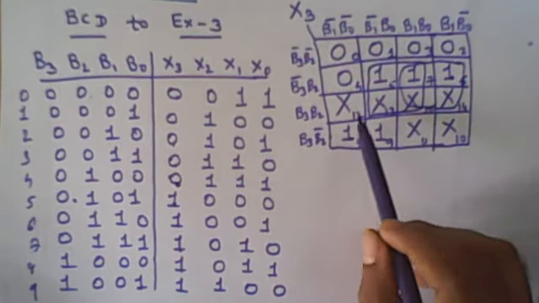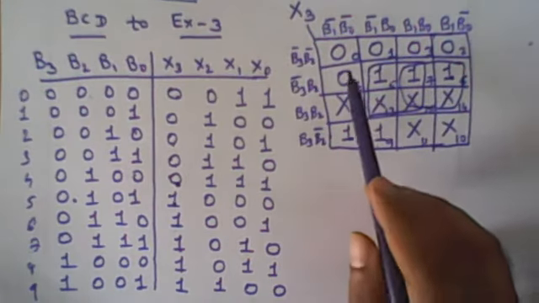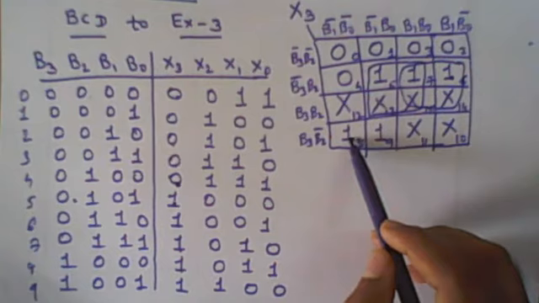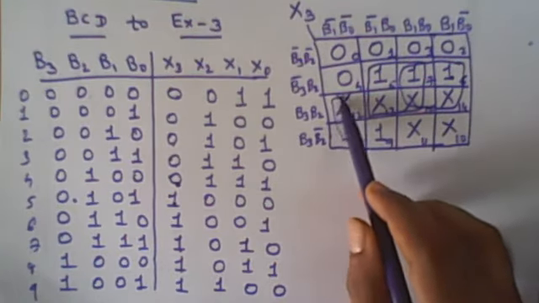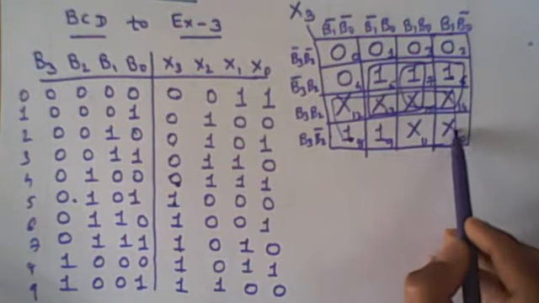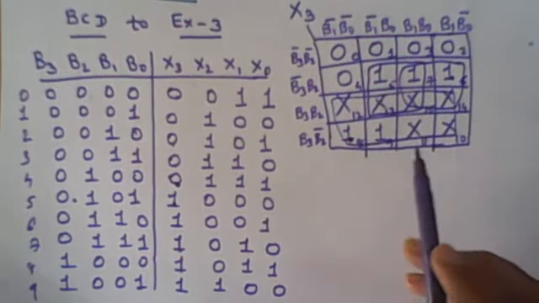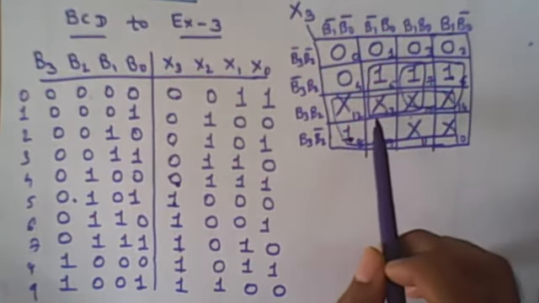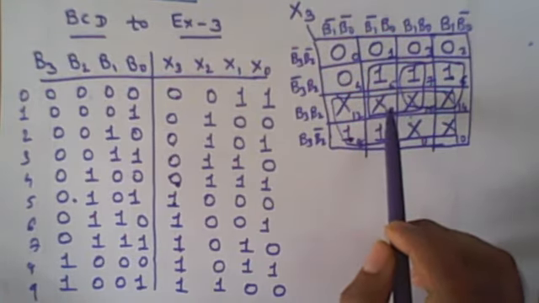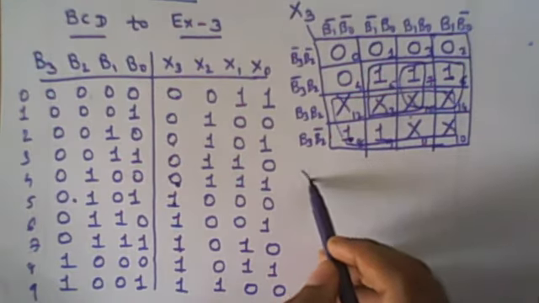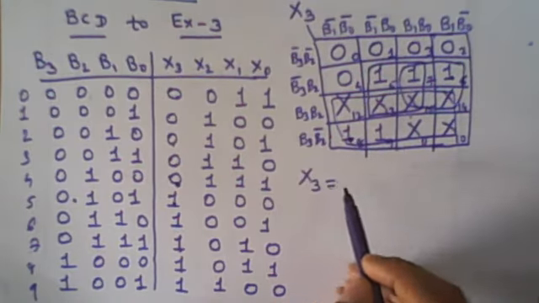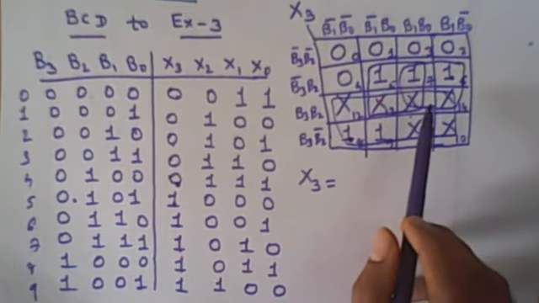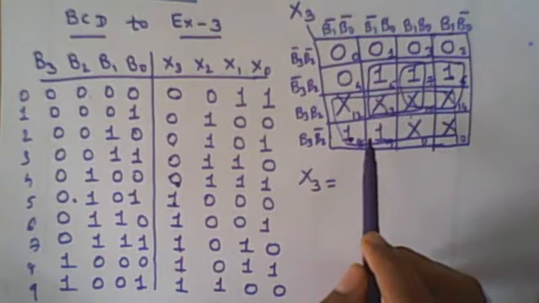For this one, is a group of 16 possible? No. Is a group of 8 possible? Yes, a group of 8 is possible. This is the group of 8 which does not have 0. Now there are no remaining ones, so there is no need for an extra group. So for X3 we have 3 groups: 2 groups of 4 and 1 group of 8.